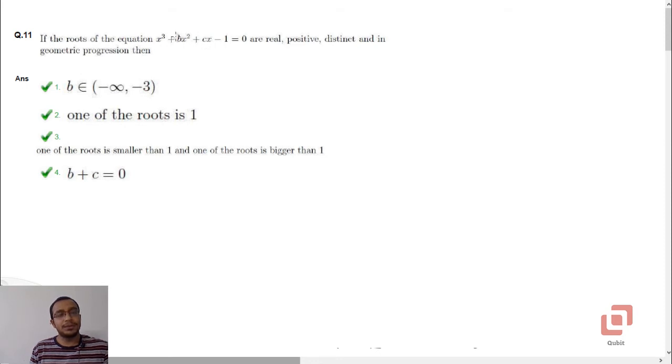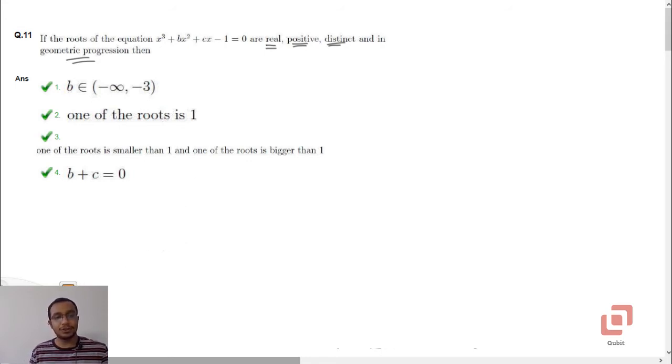If the roots of the equation x cubed plus bx squared plus cx minus 1 equal to 0 are real, positive and distinct and in geometric progression, then b belongs to the open interval minus infinity to minus 3. One of the roots is 1, one of the roots is smaller than 1 and one of the roots is bigger than 1, b plus c equal to 0.